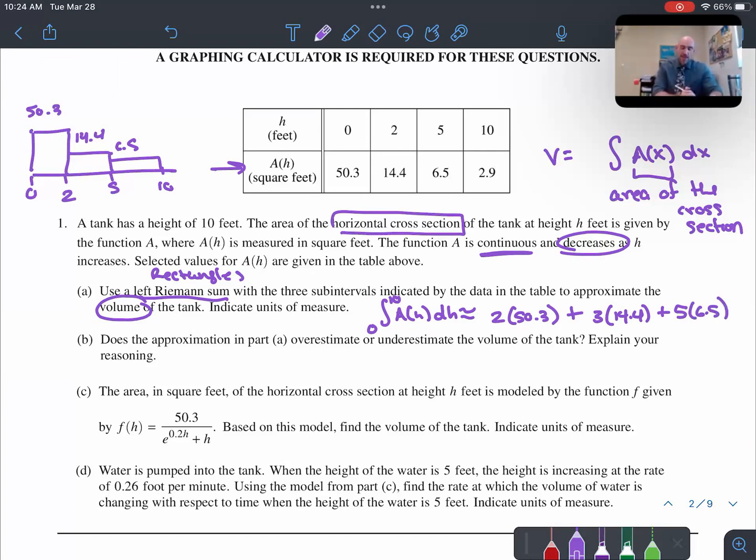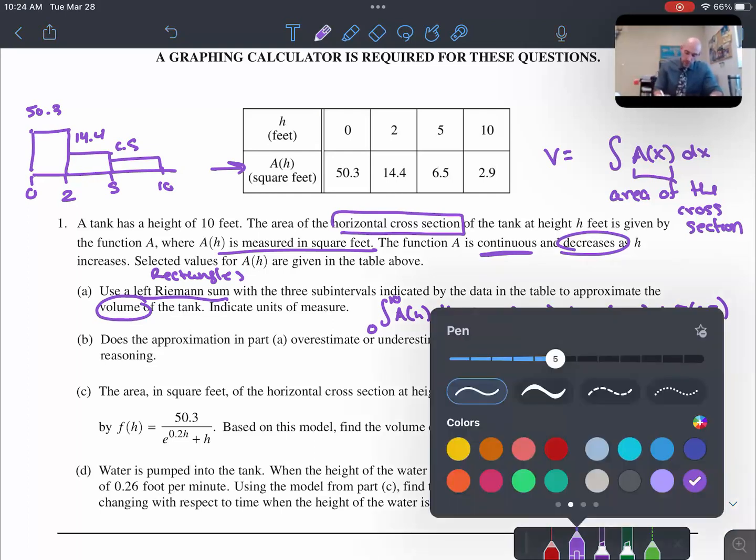Indicate our units of measure. We are dealing with volume. Volume is always cubic. So in this case, if A of h was square feet, this is actually going to be cubic feet for volume. Volume is always in cubic, and that's all we'd have to put. Even though it's a calculator question, we don't actually have to evaluate this because it is a free response question. So I'm going to leave it just like that.